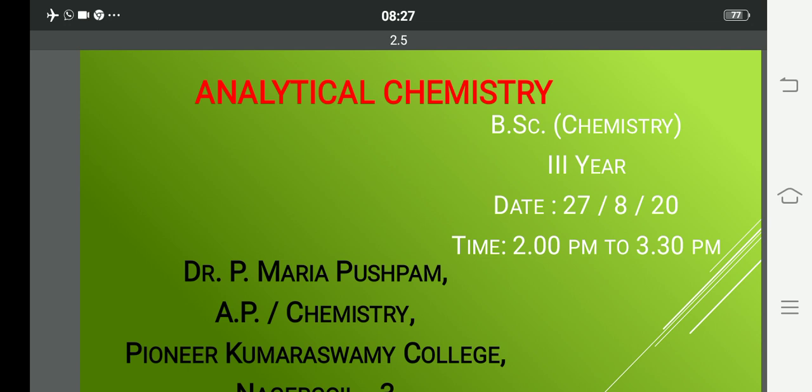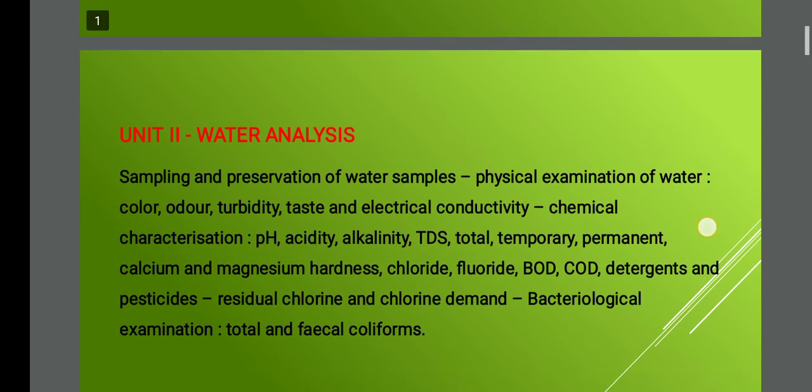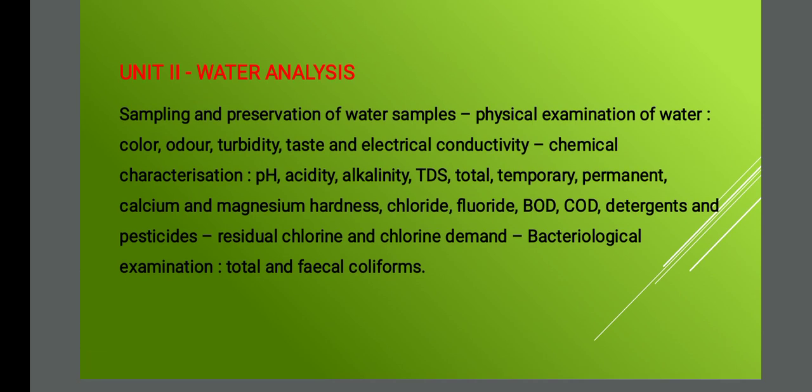This is Maria Pushpam, and today we will see the last topic in this unit. Previously, in water analysis, we have seen the sampling methods, the physical parameters, and how to determine them in water. Then we saw chemical parameters. In chemical parameters, the last ones are pesticides, residual chlorine, and chlorine demand, and finally we are going to see bacterial examination, that is, total as well as fecal coliform.